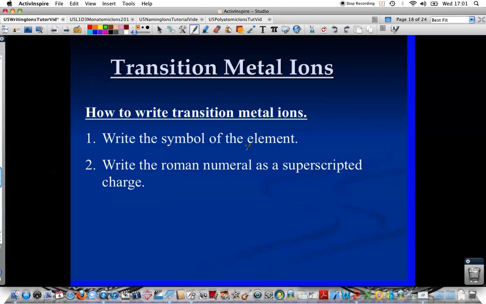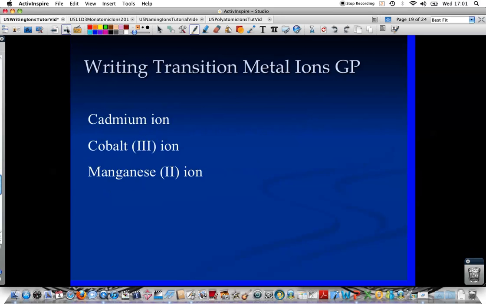Okay, so to write a transition metal ion, you write the symbol, and then whatever the Roman numeral is, you write that as a superscripted charge. So, for example, the cadmium ion, this is one of the ones that doesn't have a Roman numeral. We just have to memorize that cadmium is a +2, so it's going to be Cd with a +2 charge. Okay, cobalt-3 ion, so cobalt symbol is Co, and then the charge is a 3 because it's a Roman numeral 3, so it's a +3. Then manganese-2 ion, so manganese is Mn, and it's a +2 charge. We get that from that Roman numeral.